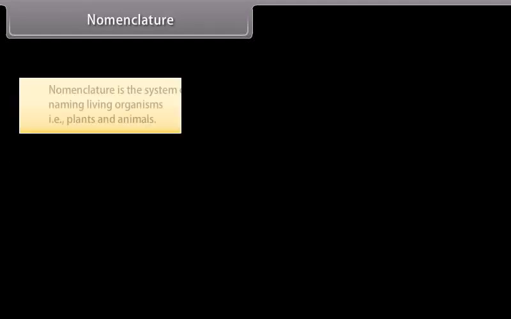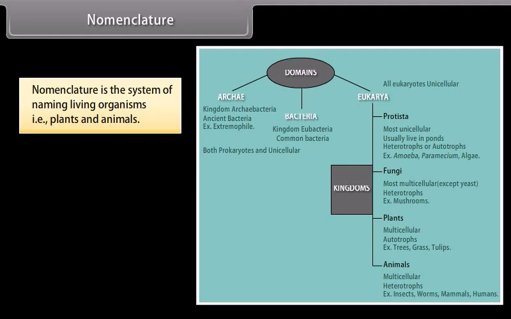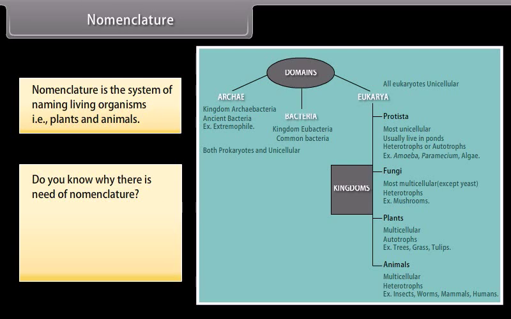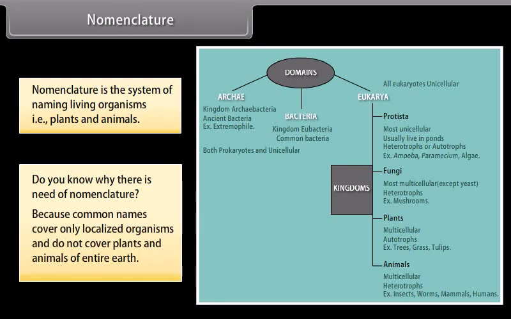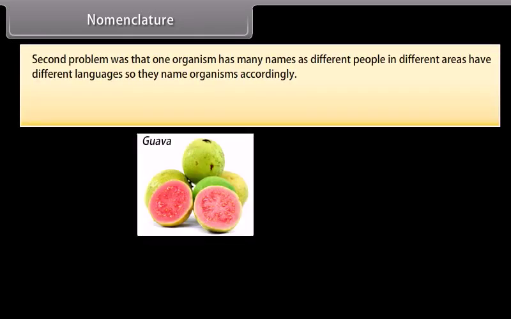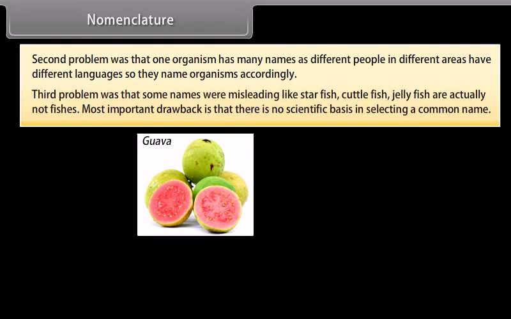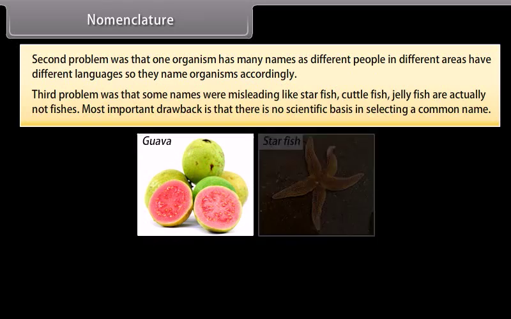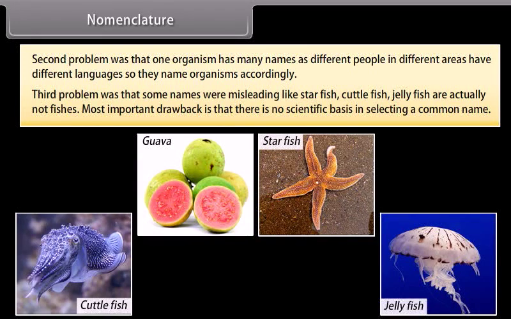Nomenclature. Nomenclature is the system of naming living organisms, that is, plants and animals. Do you know why there is need of nomenclature? I will tell you. Because common names cover only localized organisms and do not cover plants and animals of the entire earth. Second problem was that one organism has many names, as different people in different areas have different languages, so they name organisms accordingly. Third problem was that some names were misleading, like starfish, cuttlefish, and jellyfish are actually not fishes. Most important drawback is that there is no scientific basis in selecting a common name.